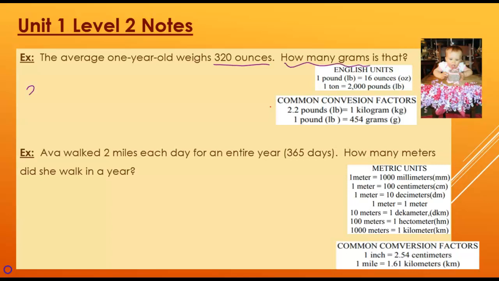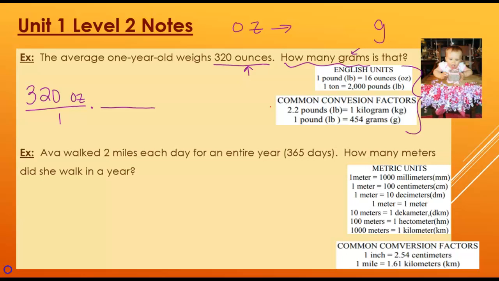So we need to change 320 ounces, and it's not a rate, so we're going to put over 1. And we need to change ounces to grams. Can we do that all in one shot? Well, ounces can be a liquid or a weight. Since we're changing it into grams, it is a weight. So please find these on your conversion sheet.